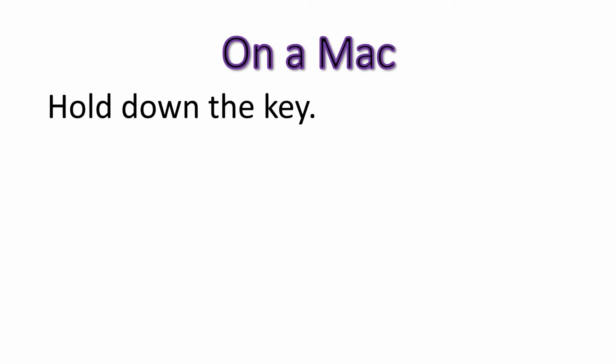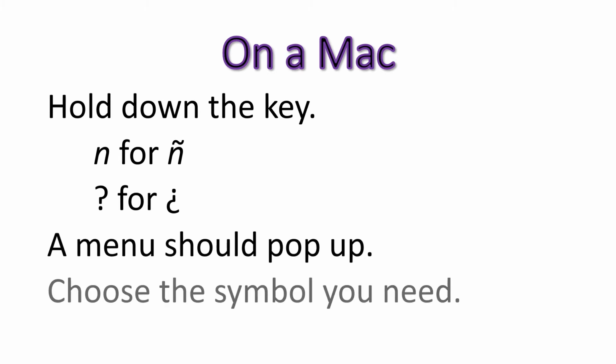For example, if you want to type an enye, hold down the N. The enye option will come up and you select that. If you want to type an upside down question mark, hold down the regular question mark and select the option when it comes. Pretty cut and dried, and thank you, Apple, for making it easy.